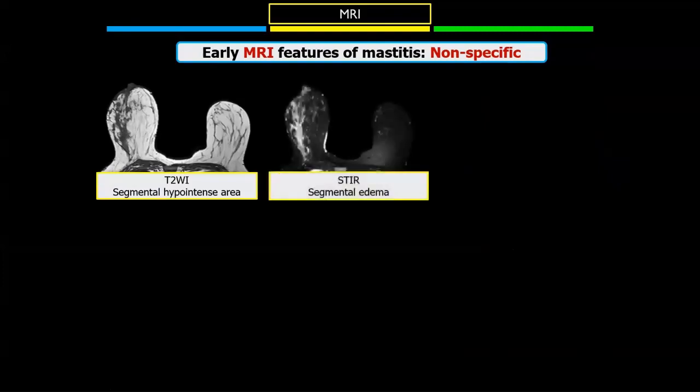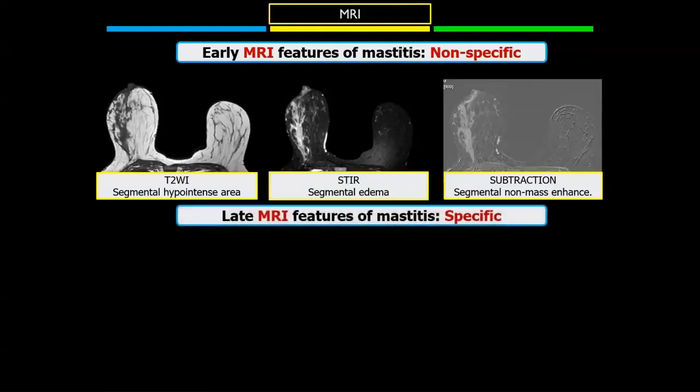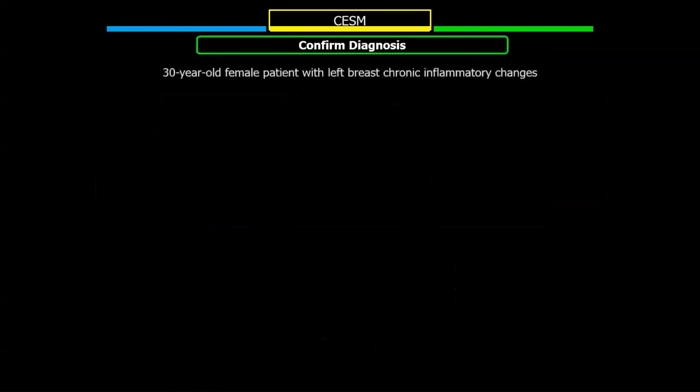On MRI, if we perform MRI early in the course of mastitis, we will again have a non-specific appearance because we will have, for example, a segmental hyperintense area on the T2 weighted image, which is usually associated with edema, which is seen more on the STIR images. If we inject contrast, we will have segmental non-mass enhancement, and this appearance typically fits with a malignant diagnosis. But if MRI is performed late in the course of mastitis, we might find actual abscess cavities within this area, and this might help us to confirm that this is an infectious mastitis and not a malignant form of mastitis.